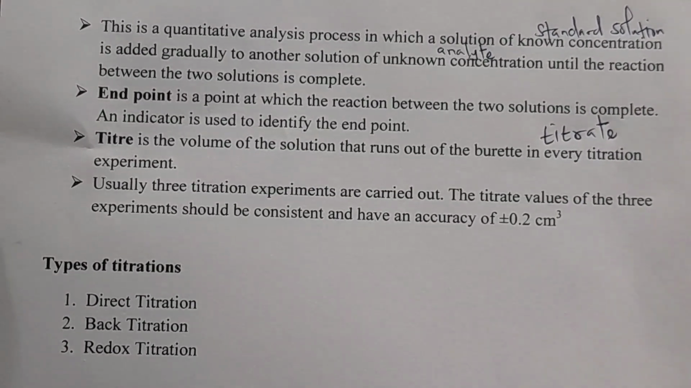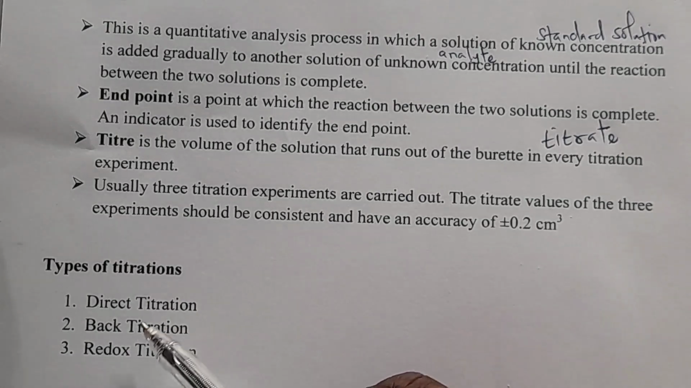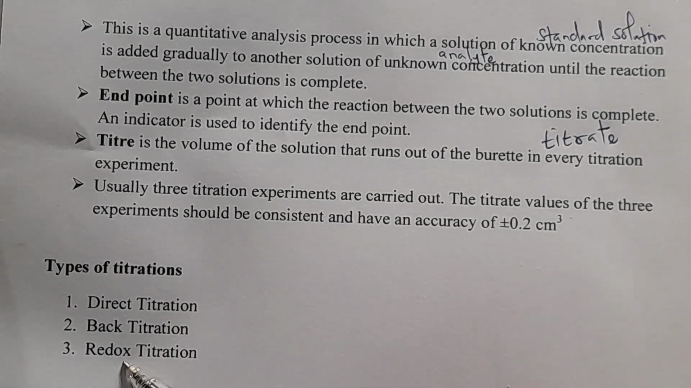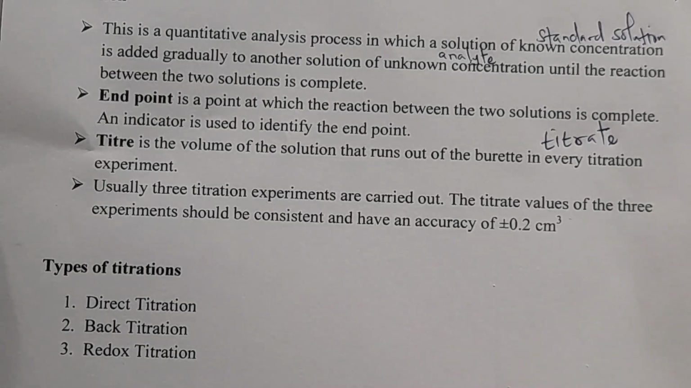Next, we are going to go to types of titration. In our Form 3 KLB, we have 3 types of titration: direct titration, back titration, and redox titration. In our next class, we are going to start with the direct titration.